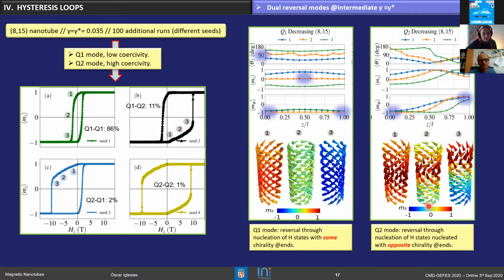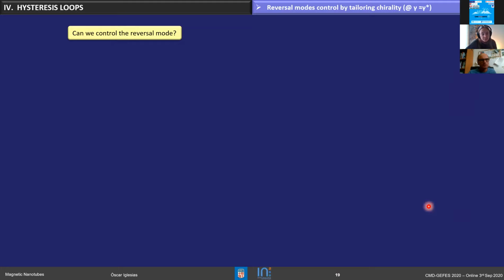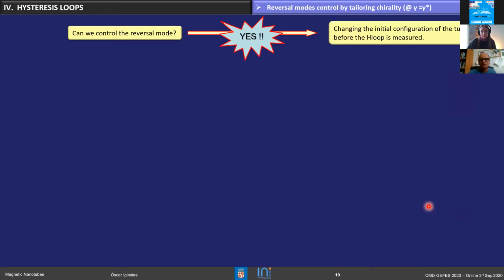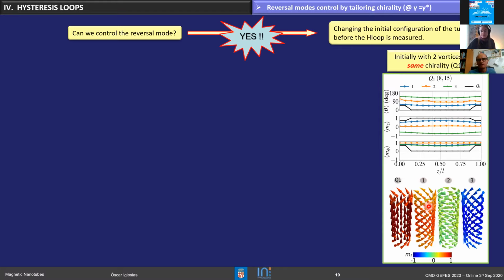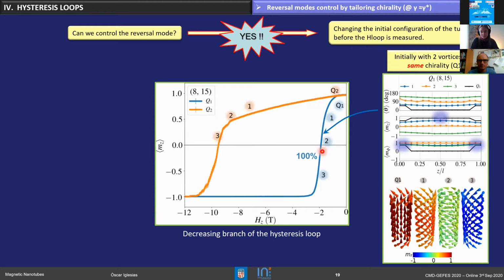So the question is, can we control the reversal mode by changing the conditions of the starting configuration of the tube before the loop is considered? And the answer is yes. Changing the initial configuration of the tube before the hysteresis loop is measured can drive the two different modes. If initially we prepare the tube such that two vortices are formed with the same chirality, like in this configuration here, and a central ferromagnetic part is initiated, as in here, you see that the evolution follows 100% of the time the low coercive field mode.